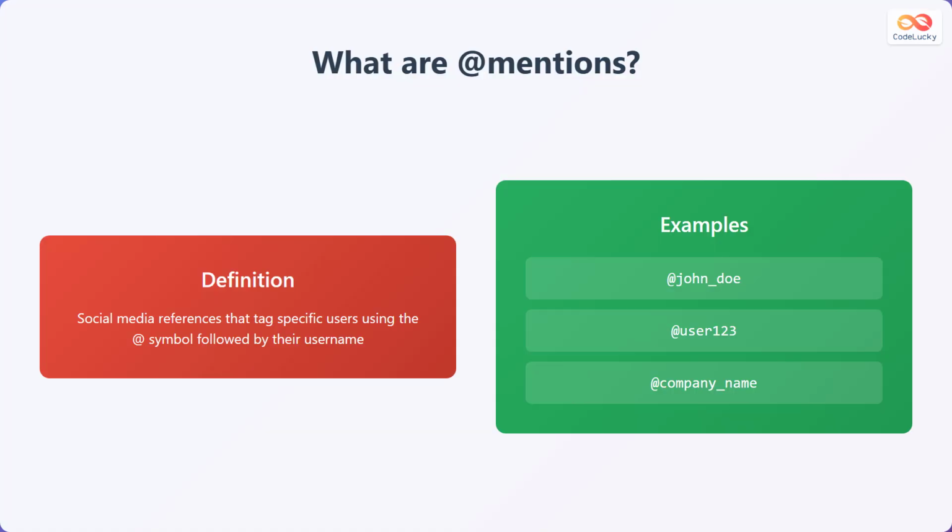Let's define what mentions are. Mentions are social media references that tag specific users. They use the @ symbol followed by their username. Some examples include @John_Doe, @user123, and @company_name.